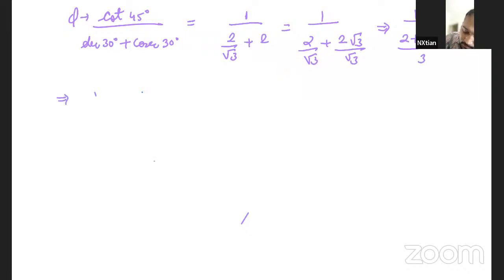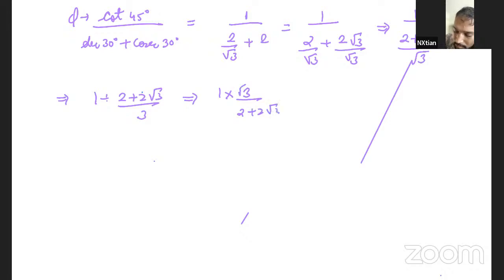Now can I write it like this? 1 divided by 2 plus 2 root 3 upon 3. That will become 1 into 3 upon 2 plus 2 root 3. So root 3 upon 2 plus 2 root 3. Now rationalization.